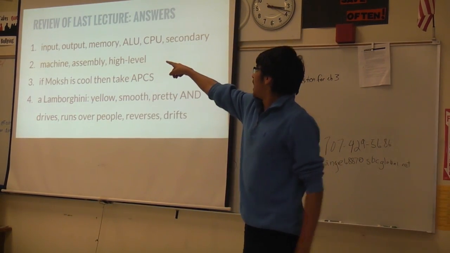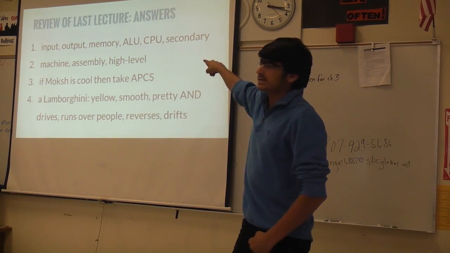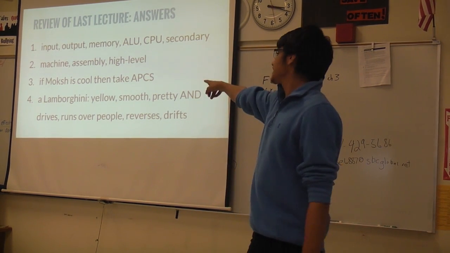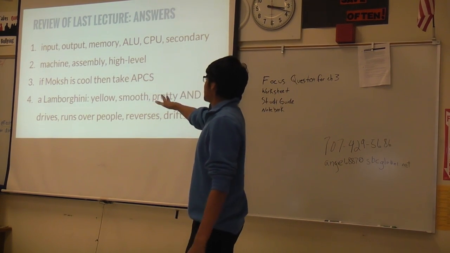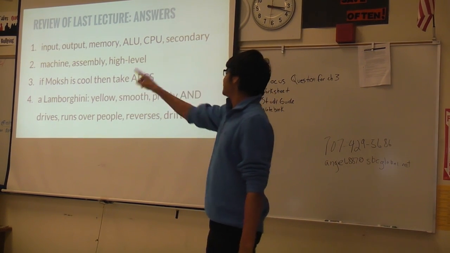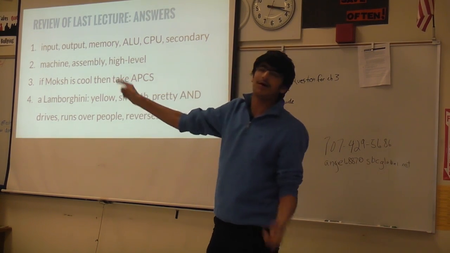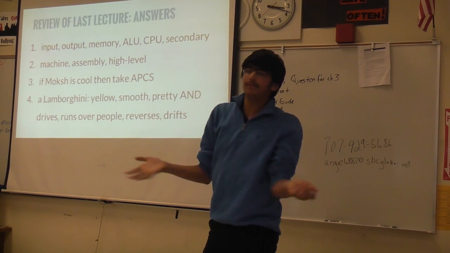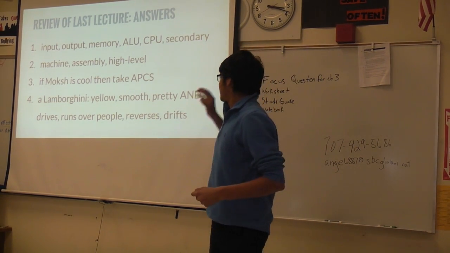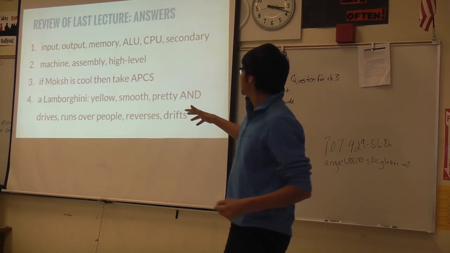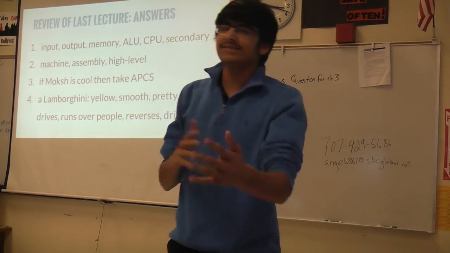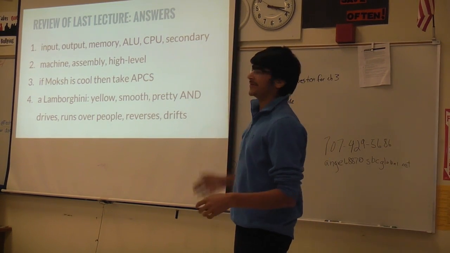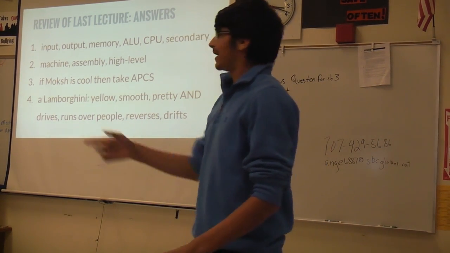Yeah, so we got all 6 of the 6 logical units of the computer, the 3 different types of languages. There's an example of pseudocode where it's saying if Moksha is cool, then you should take APCS. So all of you should be good, good job, you're taking APCS. And then for an example, let's say a Lamborghini is an object. And then the attributes of it, it's yellow, smooth, pretty. And then some of its methods or its actions are something like it drives, it runs over people, it reverses, it drifts.